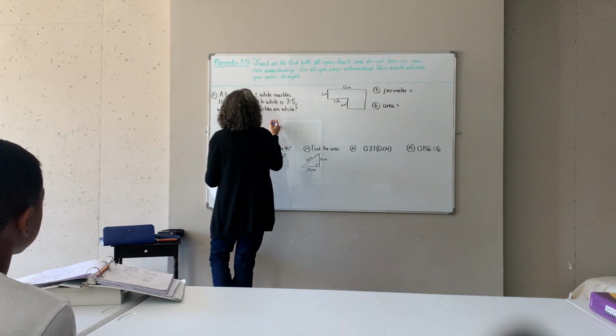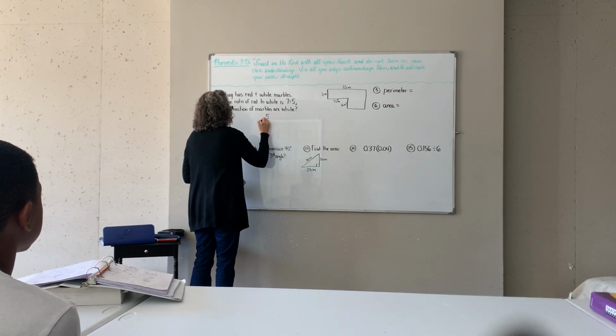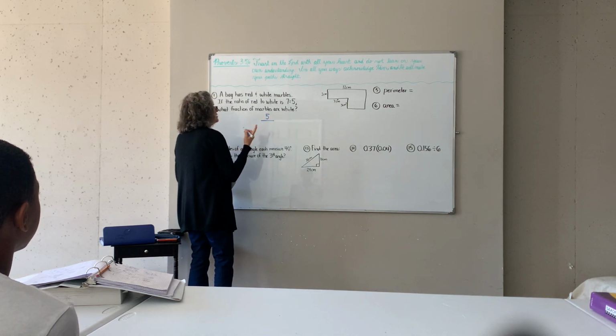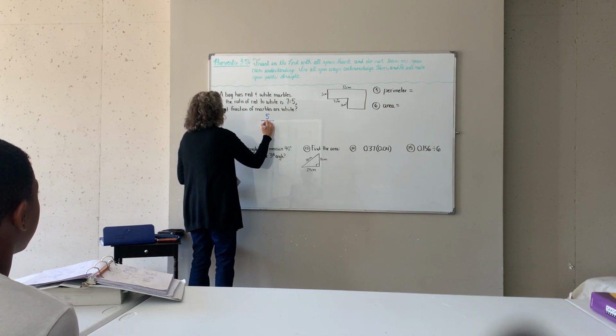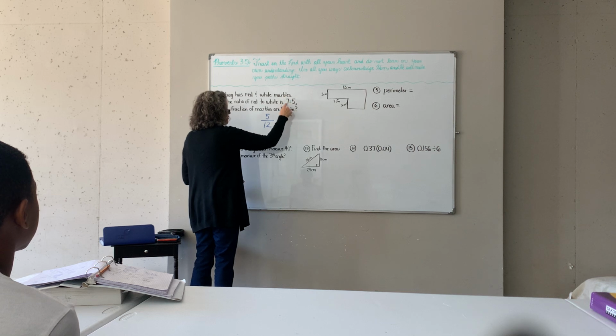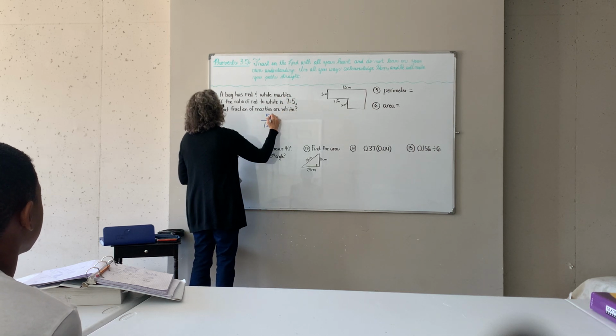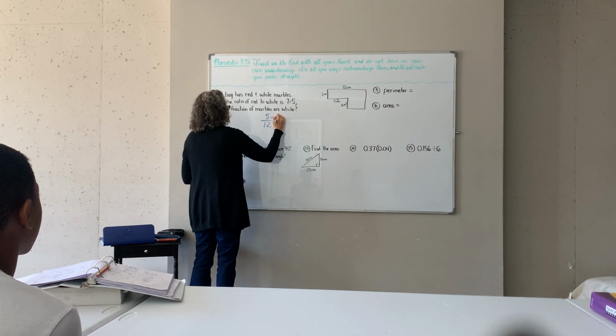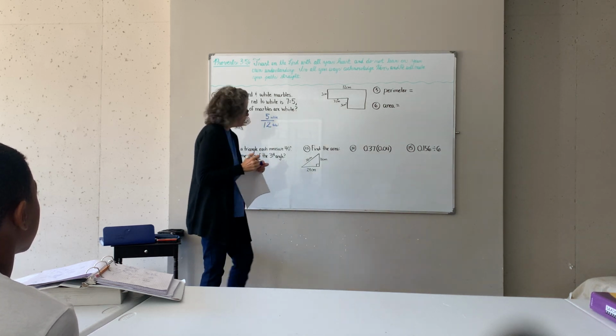So that means there's going to be 5 white out of how many total? 12. Where do you get 12? You add the numbers. Yeah, you have to add those. There's 5 out of every, the total would be 12. So that's 5 white ones out of 12 total. So 5 twelfths is your answer.